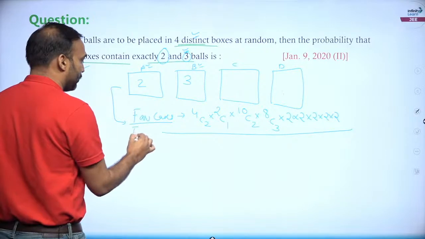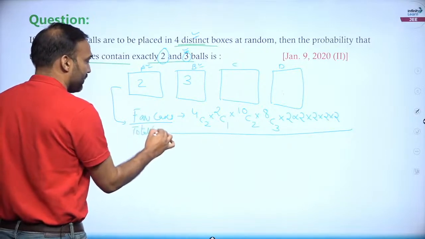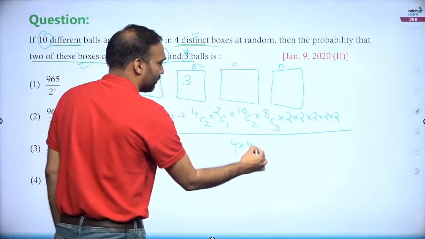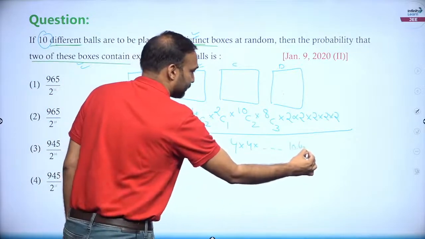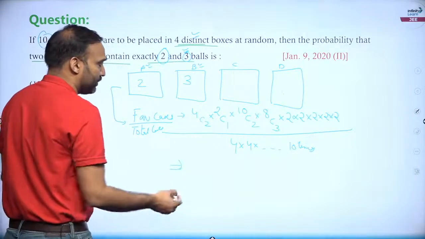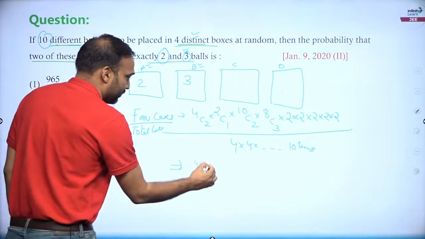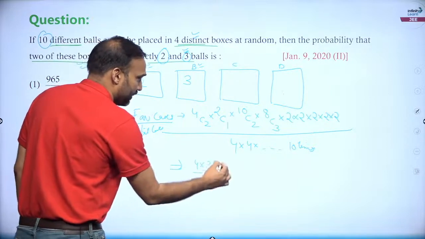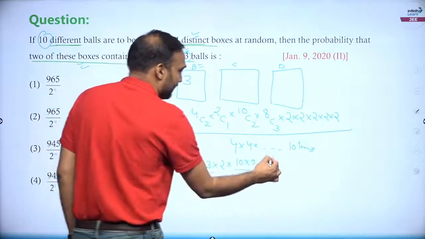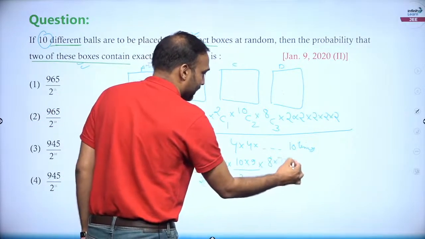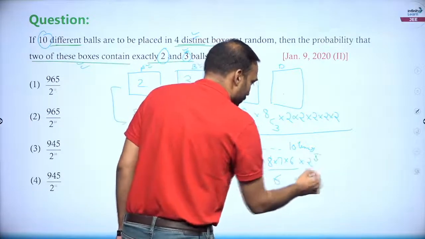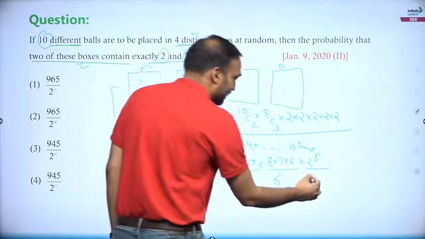I'll divide this by total cases. What is the total case? For every ball, I have 4 options. So 4 into 4 into 4, 10 times. So if you simplify, 4C2 is 4 into 3 upon 2 into 2. 10C2 is 10 into 9 upon 2. 8C3 is 8 into 7 into 6 upon 6, into 2 raised to power 5, whole divided by 4 raised to power 10, which is 2 raised to power 20.